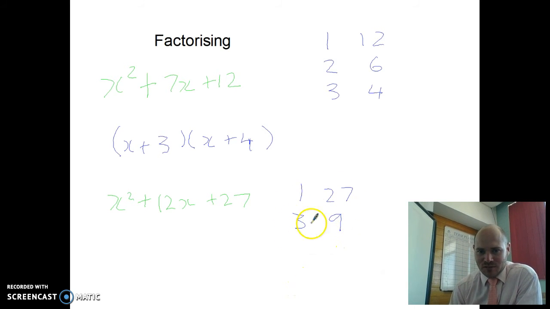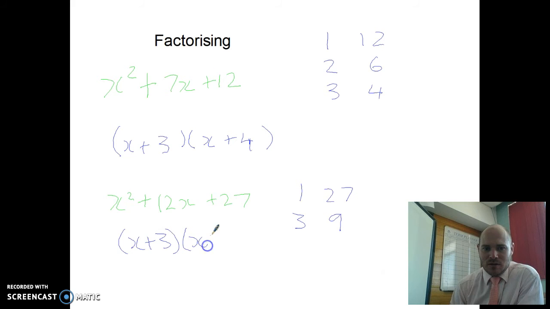So which combination of these ones gets me to 12? Well, 1 and 27 isn't going to get me there. 3 plus 9 will get me to 12. So I write that as x plus 3, x plus 9. Now it doesn't matter in this instance whether I put my 9 first or my 3 first. Makes no difference in the end.